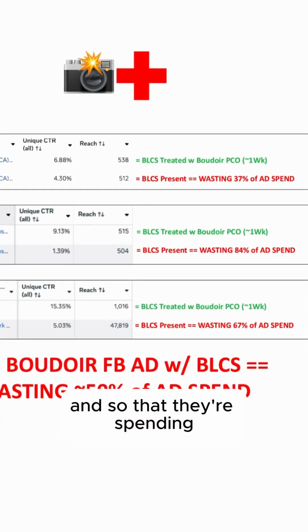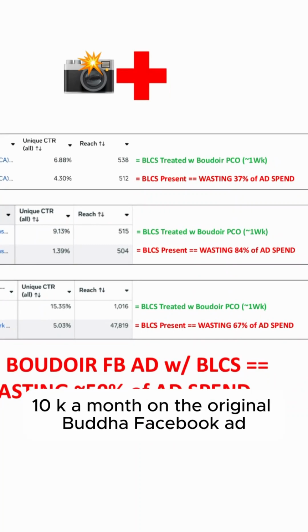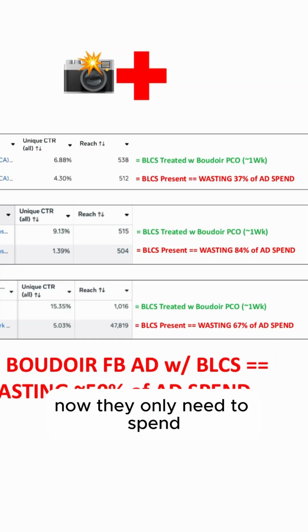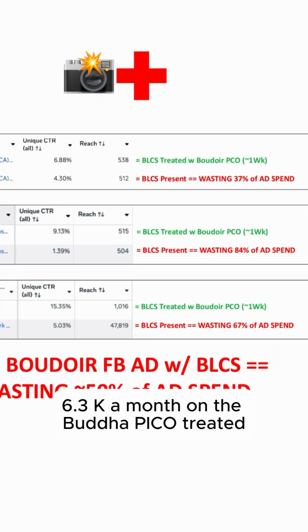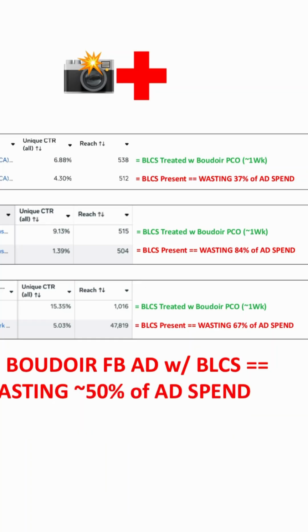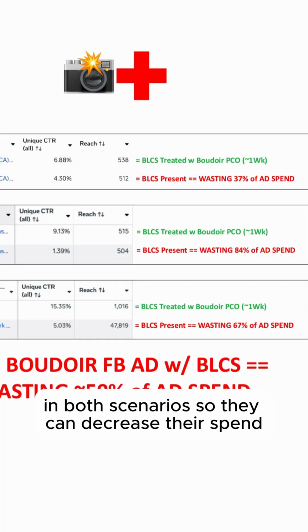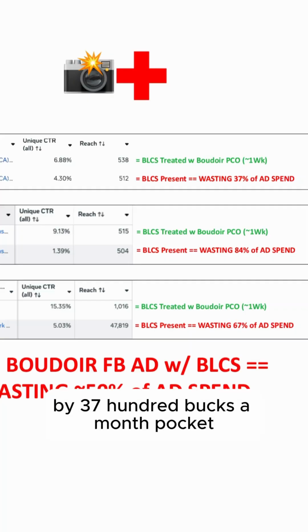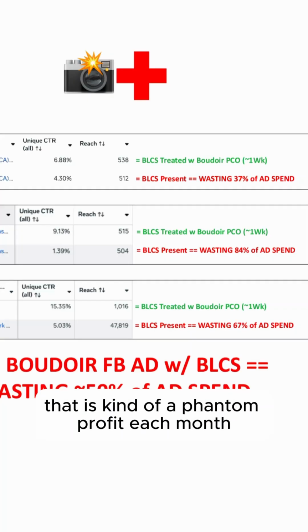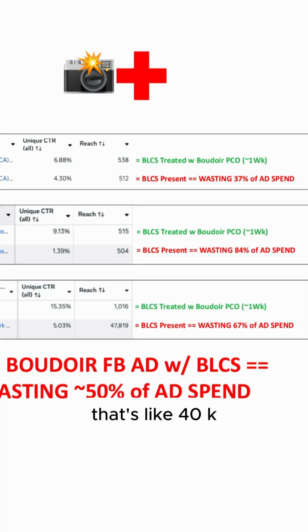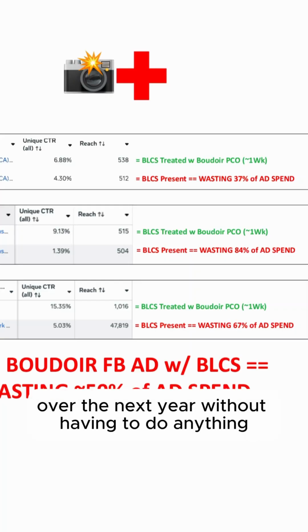And so if they're spending 10K a month on the original Boudoir Facebook ad, now they only need to spend 6.3K a month on the Boudoir Pico treated Facebook ad, and they'll get their ad into the same number of women's brains in both scenarios. So they can decrease their spend by $3,700 a month, pocket that as kind of a phantom profit each month. That's like 40K over the next year without having to do anything.